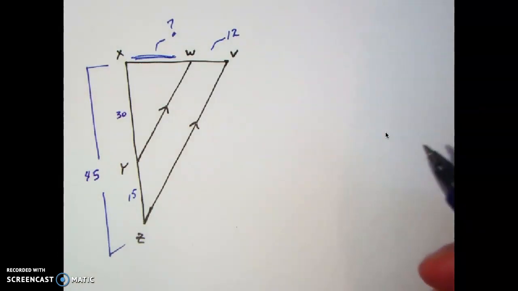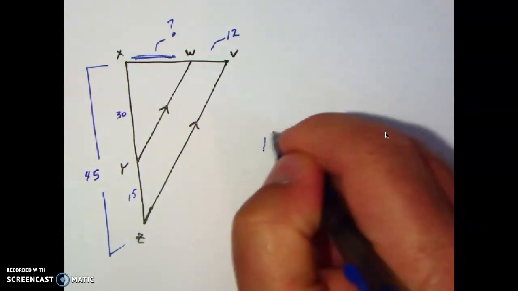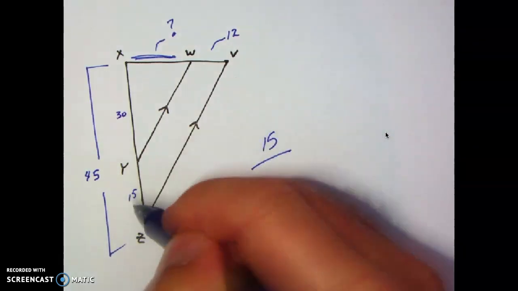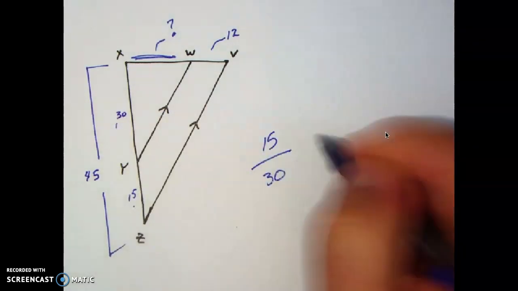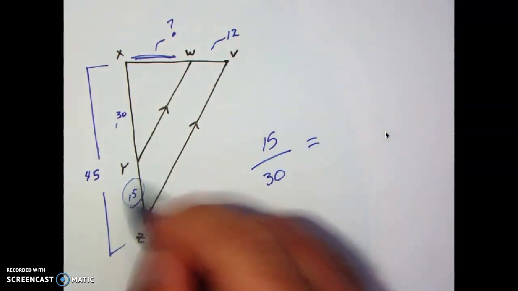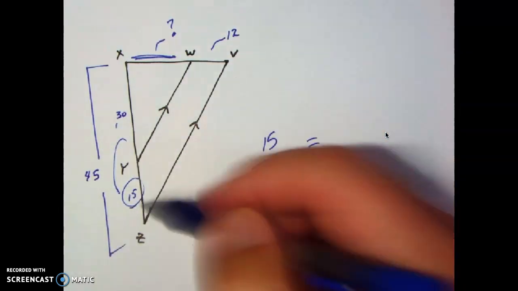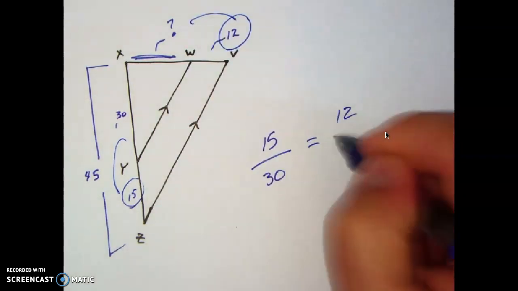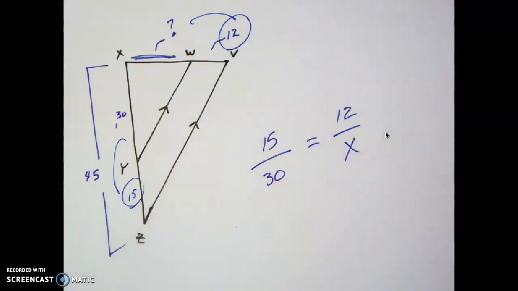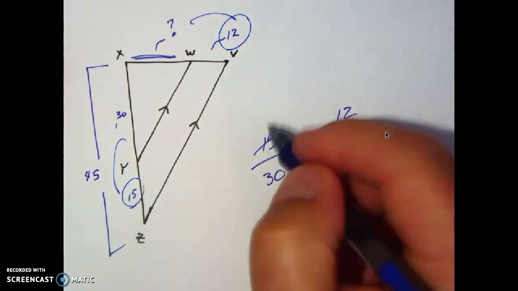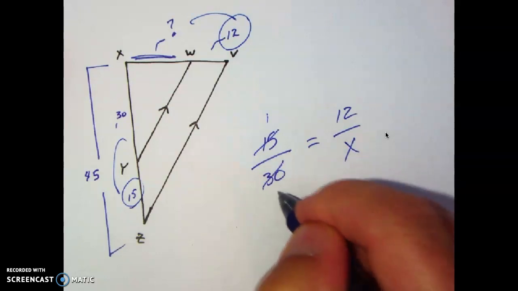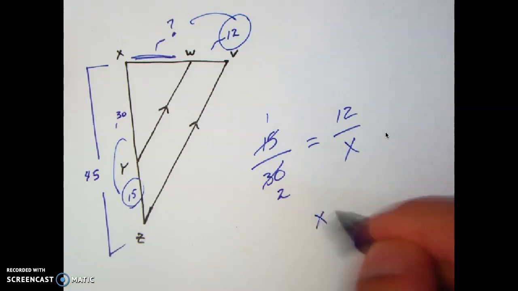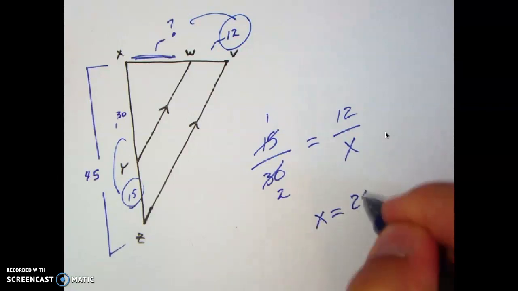Again, I'm looking for this missing segment. So remember, there's lots of ways to set up these proportions. I could say 15 over 30 is equal to, I started here, went this way, 15 over 30 would be equal to 12 over our unknown here, that would be x. Now I can reduce this. Remember, 15 goes into itself once, into 30 twice. So that makes this much easier math. We can see here now x is going to be equal to 24.